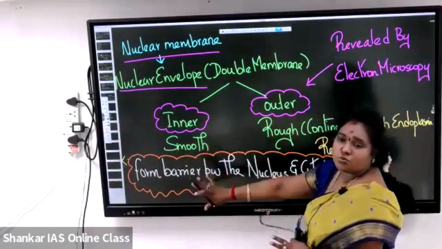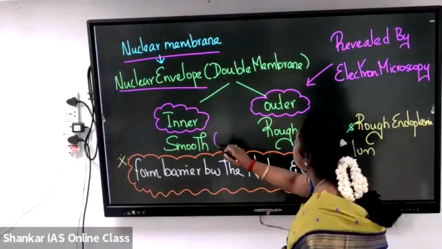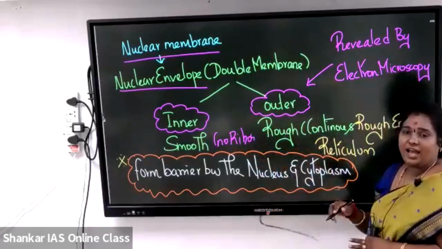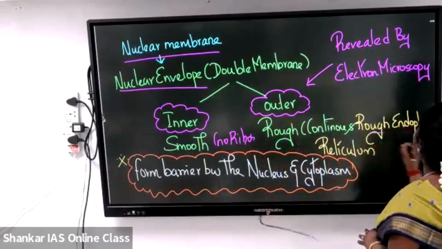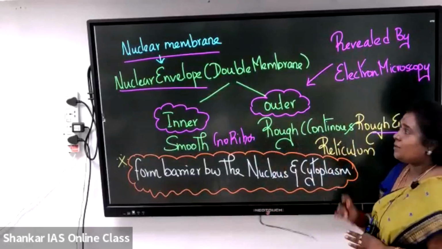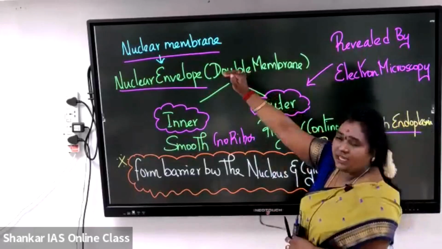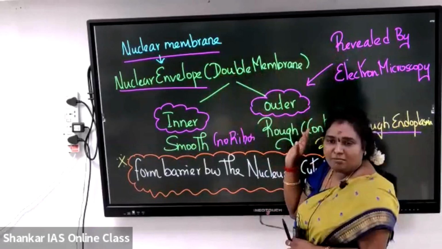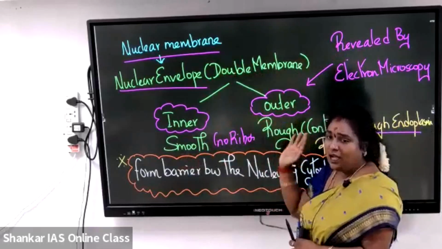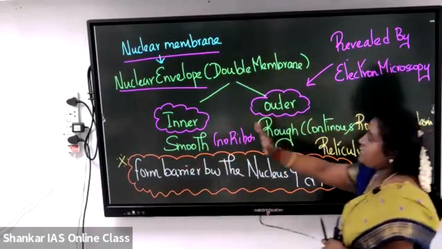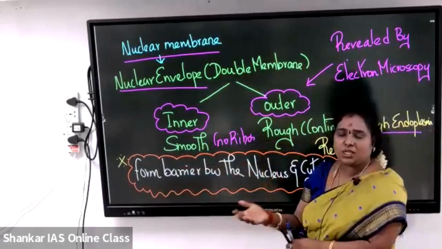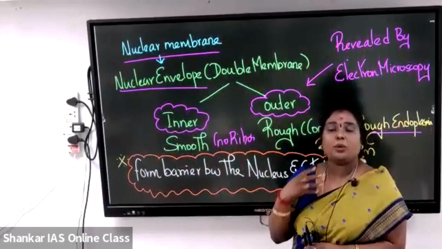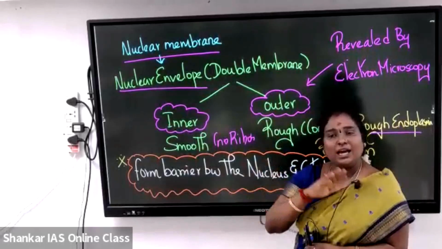Inner membrane is always smooth. Smooth means they don't have ribosomes, whereas the rough will have ribosomes, so we call them rough endoplasmic reticulum. So once again, the nuclear membrane is seen through the electron microscope. They have a double membrane, one inner, the other outer. Outer is always with ribosomes. Inner is without ribosomes, so it is always smooth. When beaded by ribosomes, it looks very rough, so we call it rough endoplasmic reticulum.